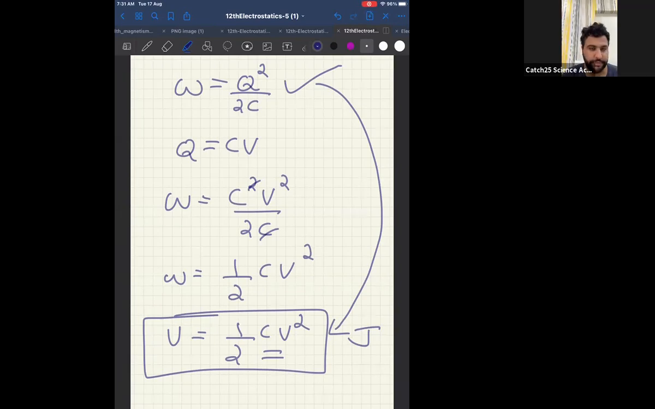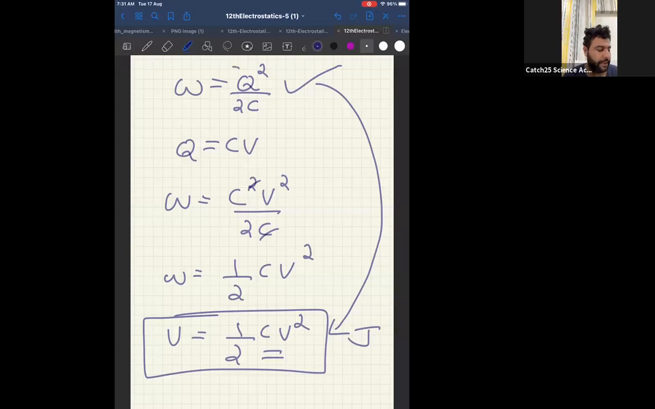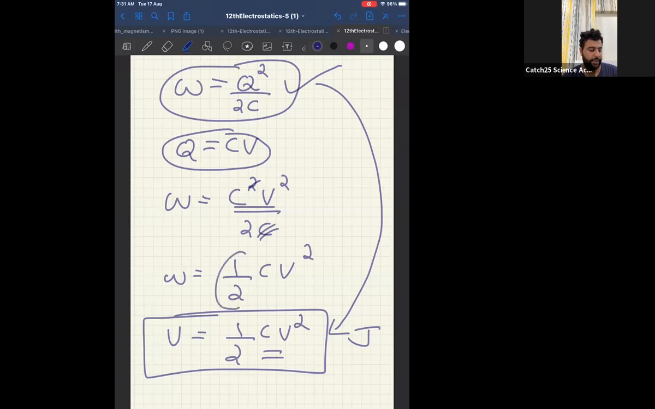Finished writing this much? Sir, can you repeat the last step? So till here, this was your last page, correct? Q square by 2C. Now I substituted Q equal to CV. So instead of Q square, I took CV square, which is C square V square by 2C. Therefore, 1C will cancel, and I'm left with half C V square. Okay.